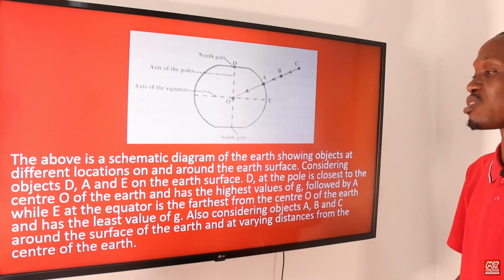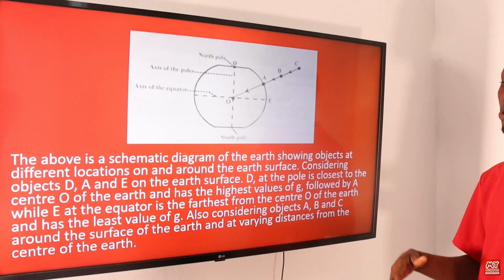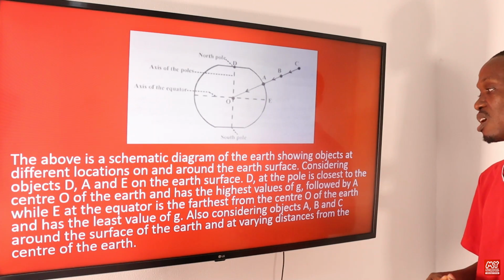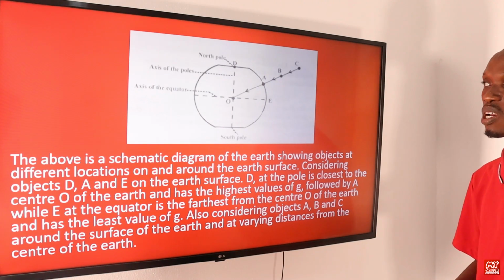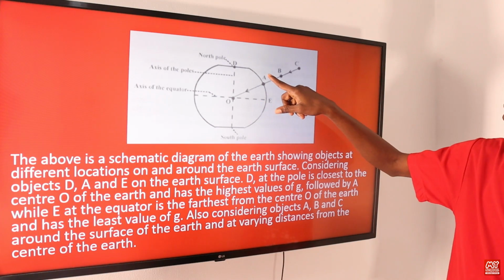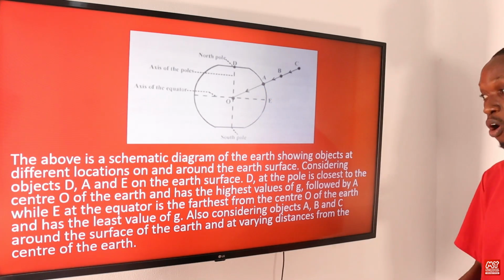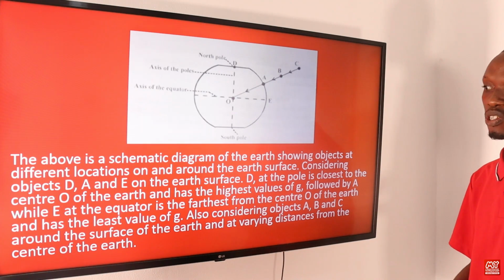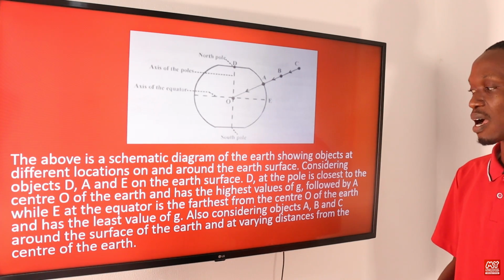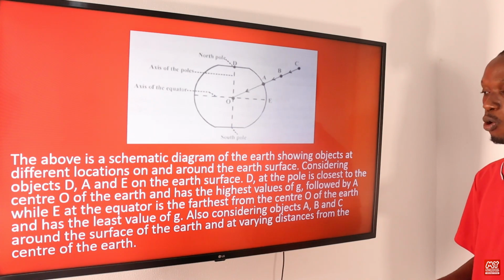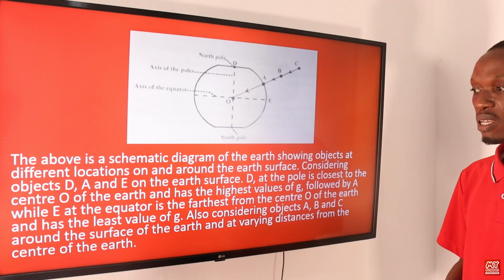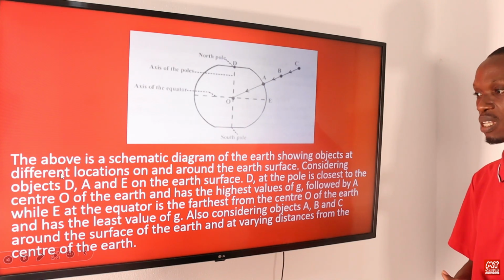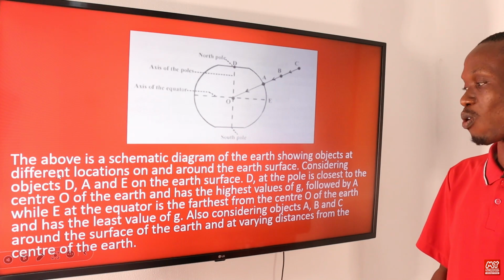So the diagram above is a schematic diagram of the Earth showing objects at different locations on and around the Earth's surface. Considering objects D, A, and E on the Earth's surface, D at the pole is closest to the center O of the Earth and has the highest value of g, followed by A, while E at the equator is the farthest from the center O of the Earth and has the least value of g.